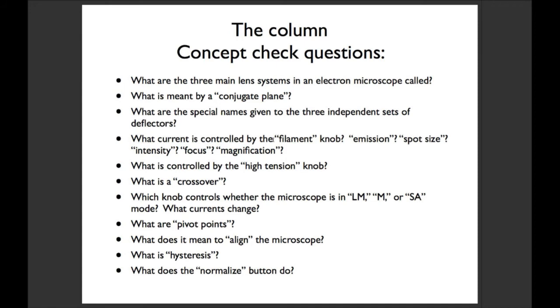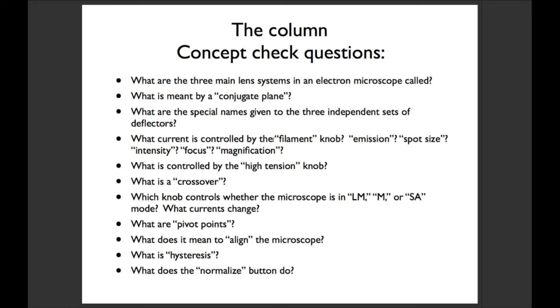The emission button controls the difference between the Wehnelt, which is the minus delta of the electron source itself. So that's what the emission controls, the difference between those two values. Spot size is controlled by your condenser lenses. The intensity is also controlled by your condenser lens. Focus is controlled by your objective lens, and magnification by your projector and also your objective lenses.